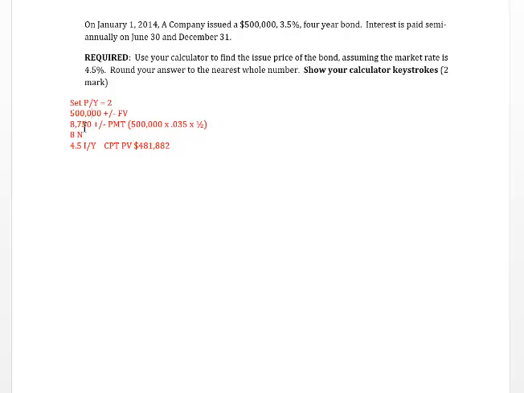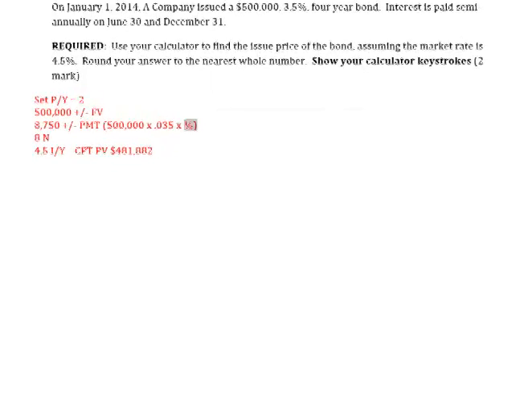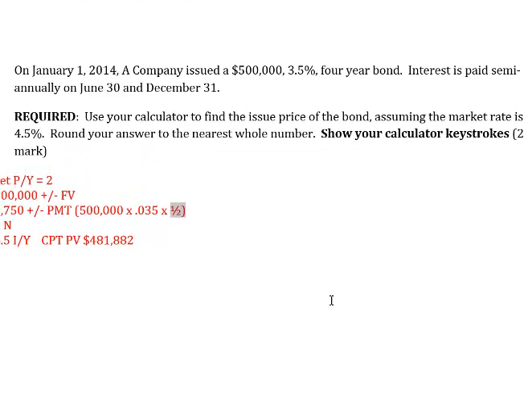We know the payment that the investors are going to get from a company every 6 months is $87.50, and we calculate that by taking 500,000, which is our face value, times our annual rate as a decimal, which is 3.5%. That's your coupon, but again, we only want it for half a year, okay? Because it's paying interest June and December. So every 6 months, $87.50.